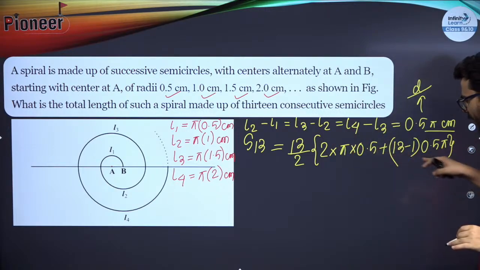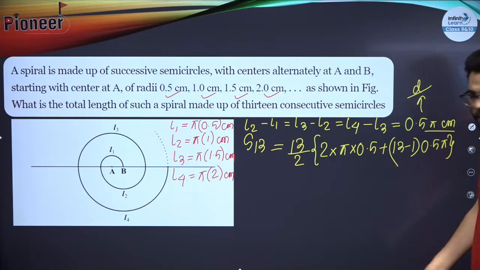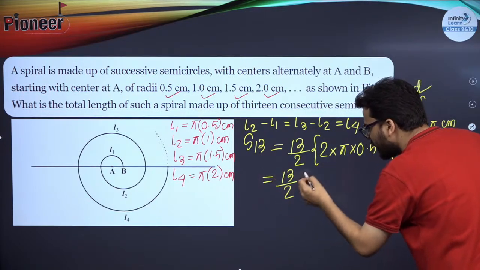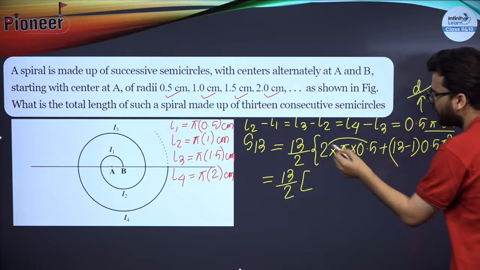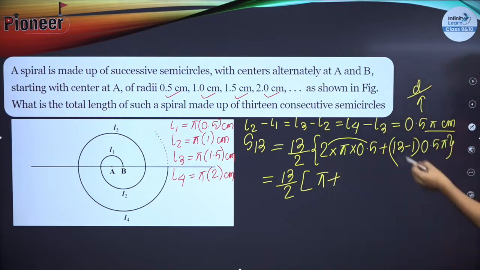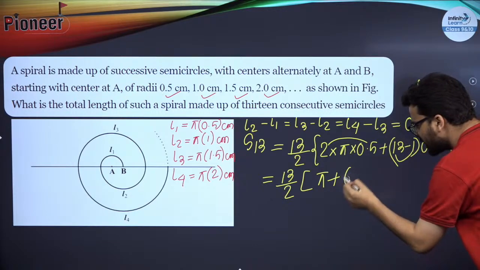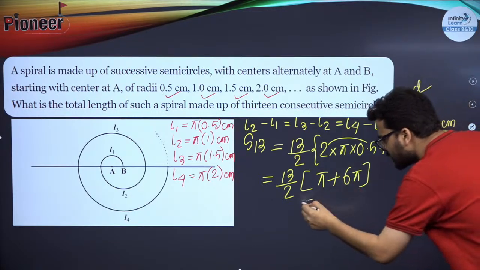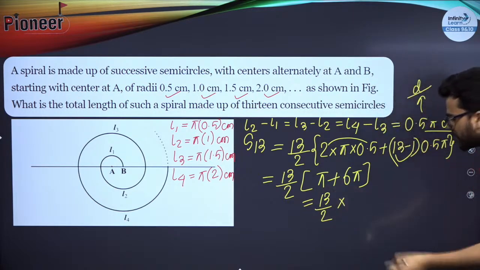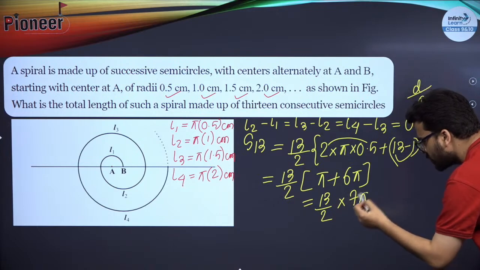Don't put the value of pi over here right now. It will waste your time. So just simplify it first and then you can put the value of pi. So this is 13 by 2. 0.5 into 2 will be 1 only. So this is pi, correct? Pi plus 13 minus 1 is 12. 12 into 0.5 will be what? 6. So this is 6 pi over here. So this is going to give you 13 by 2 into 6 pi plus pi, that is equal to 7 pi. So this is the answer.